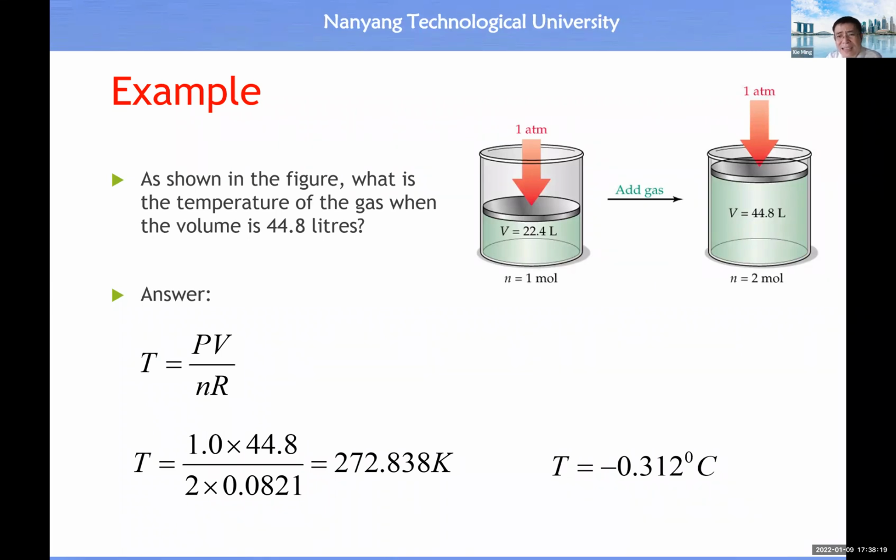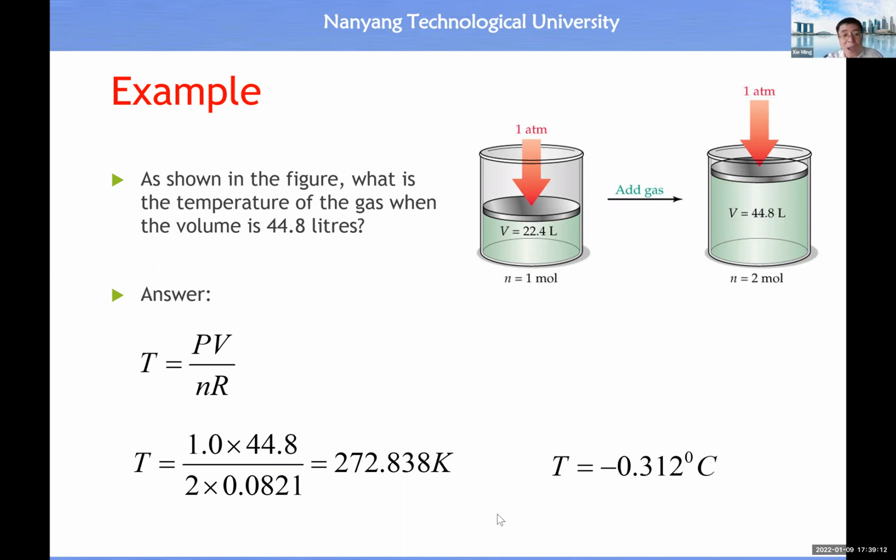In this example, you'll see inside the container initially, we have the volume which is equal to 22.4, and the number of moles of the gas inside is 1. Now we add gas inside, then the volume will expand to 44.8, and the number of moles increases to 2. Now we want to know what is the temperature inside this container. And here on top we put the piston, and this piston, the cover, can freely move. So it means the pressure inside the gas is equal to 1 atmospheric pressure. Okay, so this means inside here it is also 1 atmospheric pressure. And here we ignore the weight of this cover.